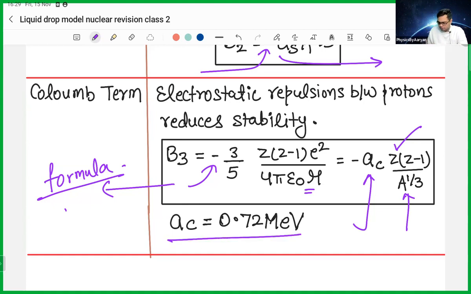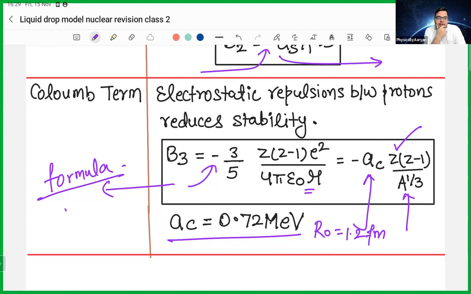If the value of your R naught is 1.2 Fermi, and if the value of R naught changes, then it can change. But more or less, this is the only constant in which we know the value. So AC is 0.72 mega electron volt. So that is something we know.